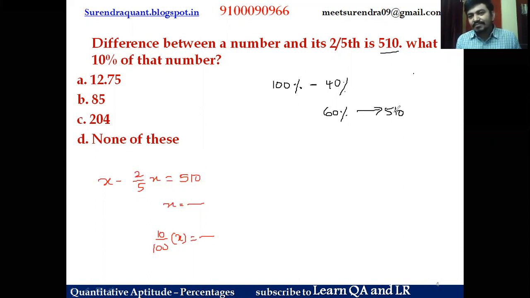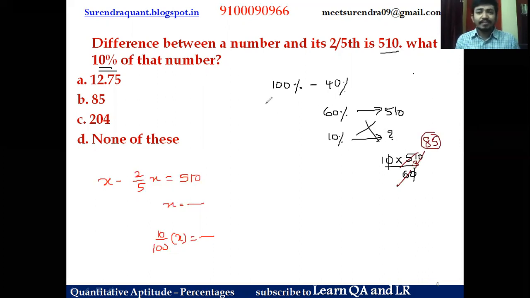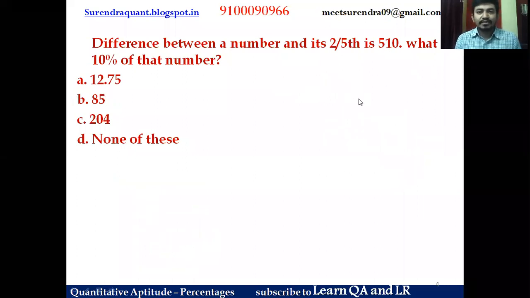If 60% is 510, we need to find out 10% of that number. Then what is 10%? If you simply cross multiply, this is 10 into 510 by 60. The 0 gets cancelled. Now you have the term 510 by 6, right? 6 8s are 48, 3 remainder, 6 5s are 30. So the answer is 85. So 10% of the number is 85. So take the number as 100%, 40% is 250, difference is 60%, 510, then 10% is what? Simple expression, right? Let's go to the next question.